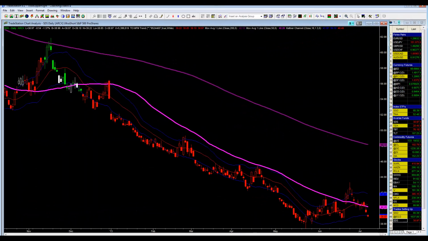Good morning, everybody. Today is Monday, July 8th, and we are looking at the ETF SDS, which is the UltraShort S&P 500, right? So as the stock market moves lower, this should move higher.